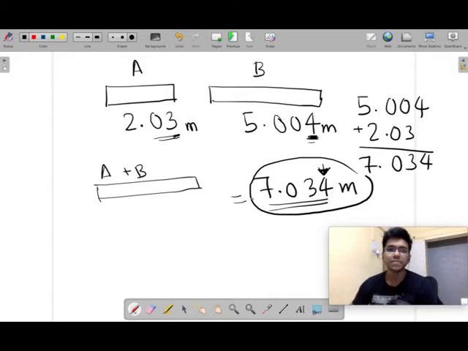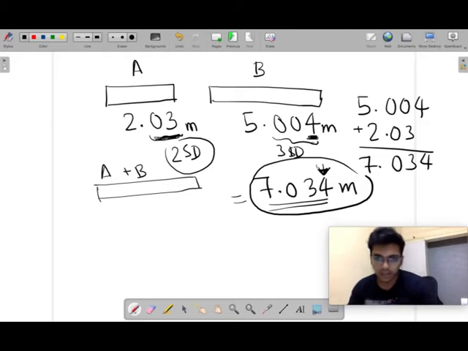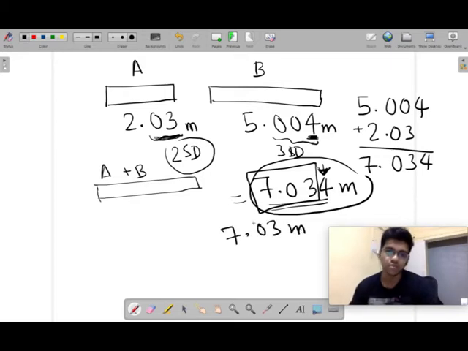So what we do is, in that case, we find this is only precise up to 2 decimal places. So there are 2 significant figures here after the decimal place. So we find the number of significant figures after the decimal place. In rod A, there are 2 significant figures after the decimal place. Here there are 3 significant figures after the decimal place. So we choose the least of these 2 and report the answer up to 2 significant figures after the decimal place. So I have to report it to this number, right? If I were to round it up, it's going to be 7.03 meters.